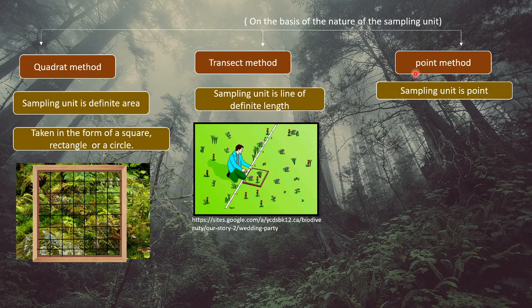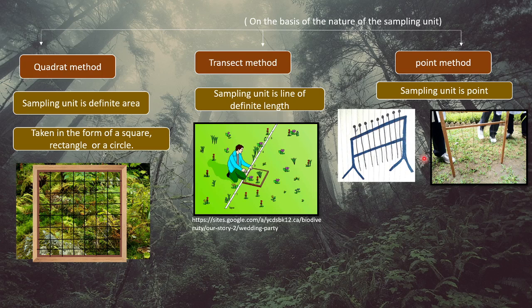And the third method is point method, where the sampling unit is point. As I told, there are three types of sampling unit. So we saw a method that is based on area as the sampling unit, we saw a method that is based on line as the sampling unit, and the third sampling unit is point, and point method is based on point as the sampling unit.